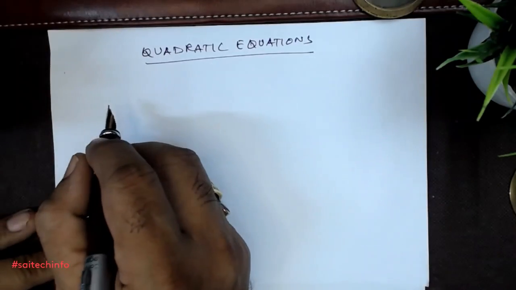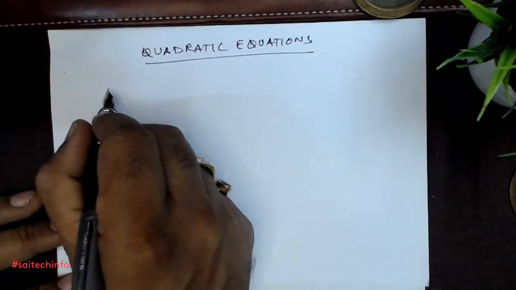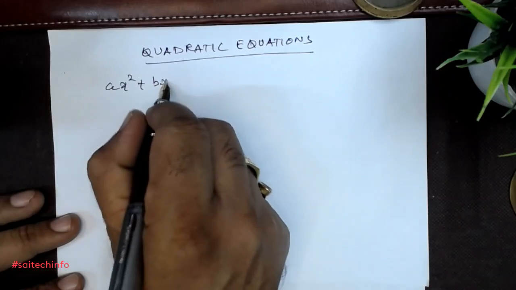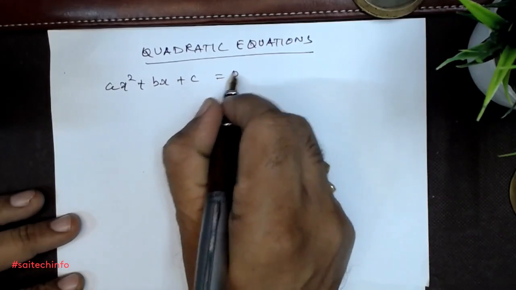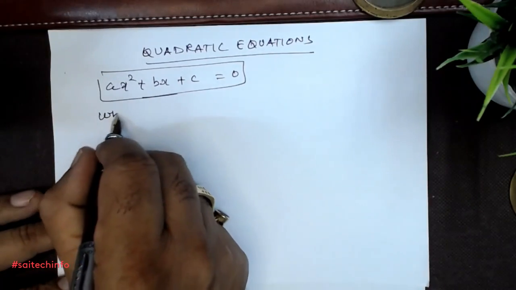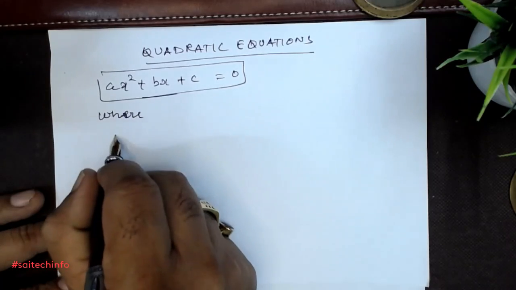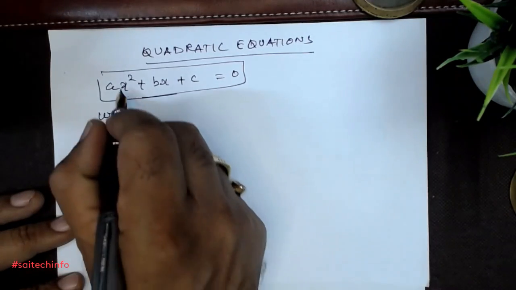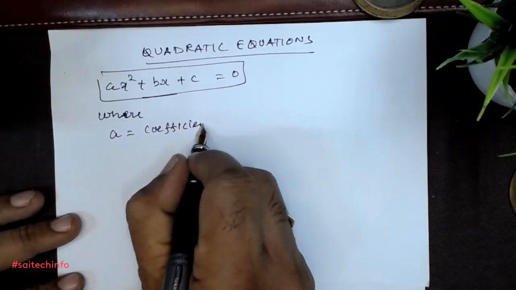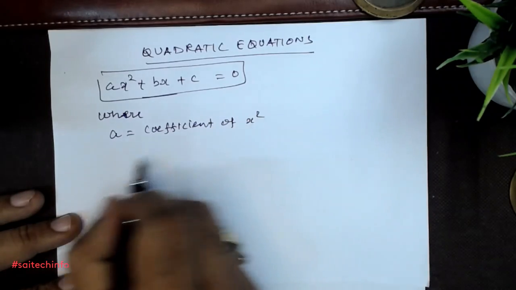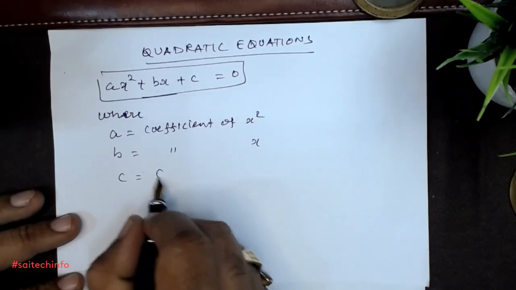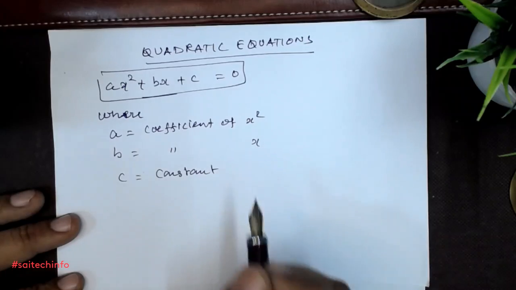Quadratic equations. A quadratic equation is represented by ax squared plus bx plus c is equal to 0, where a is the coefficient of x squared, b is the coefficient of x, and c is called the constant.